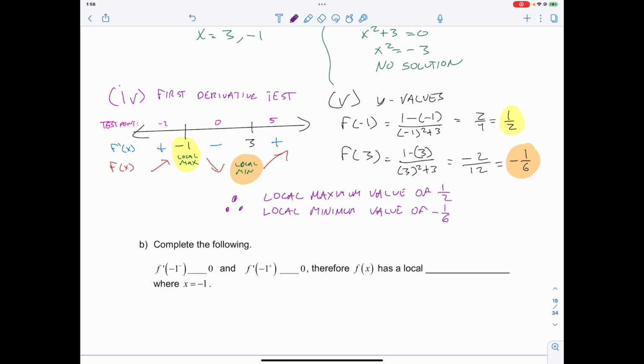When it is approaching the point of -1 from the left, it is greater than 0. When it is approaching -1 from the right, it is less than 0. So because I went from positive to negative, or greater than 0 to less than 0, that is going to be a local maximum, where x is equal to -1.